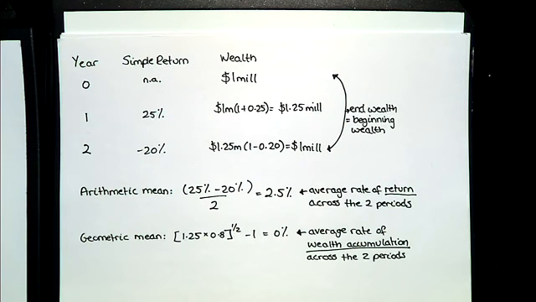So you don't want to do that. You want to compound the geometric mean. You don't want a situation where you think you satisfied the investor's constraints, but you haven't because you've used the wrong formula.